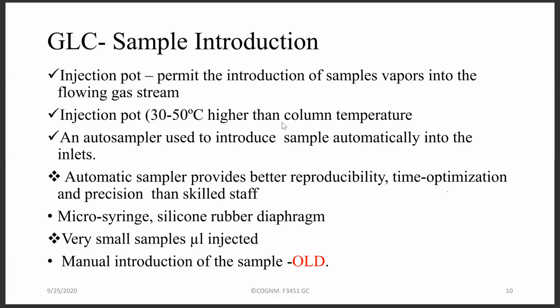For injection ports, we introduce the samples, and the temperature is usually about 50 degrees higher than the column temperature. We use an auto sampler to introduce a sample automatically. Its benefits are better reproducibility of our results, time optimization, and precision. They have microsyringes and silicon rubber septa, and very small samples of about a microgram are usually injected.